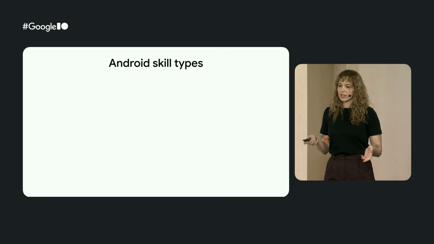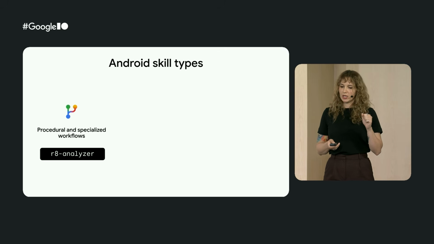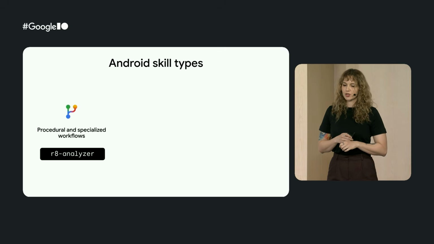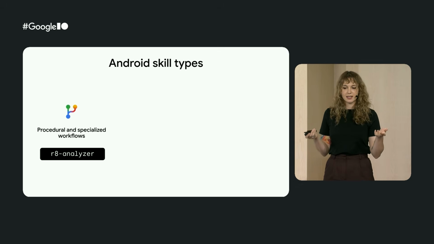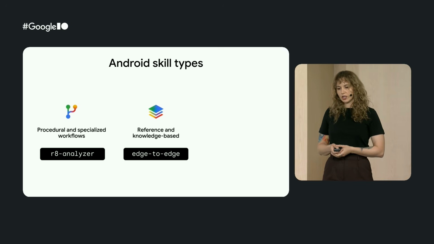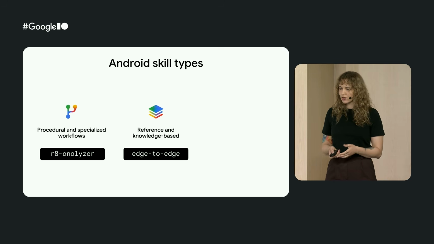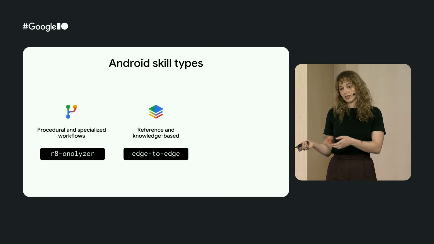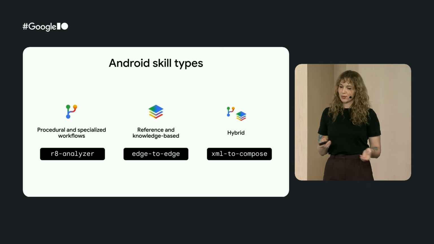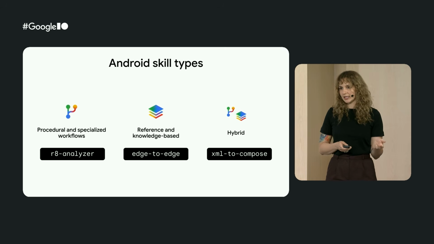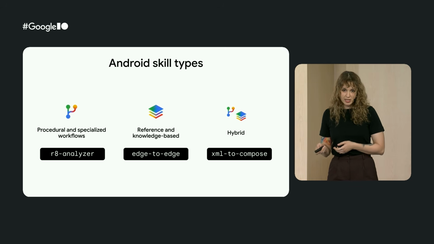So Android Skills can be roughly split into procedural and specialized workflows. So something that demonstrates a step-by-step custom process to complete a specific task, like the R8 config analysis. They can also be referenced and knowledge-based, so serving as a collection of resources or pointers to other supporting files, grounding the LLMs with more knowledge and expertise, like how the edge-to-edge skill teaches the LLM how to implement support for it. And they can be hybrid, so integrating both procedural and knowledge-based elements. The XML to Compose migration skill does exactly that.